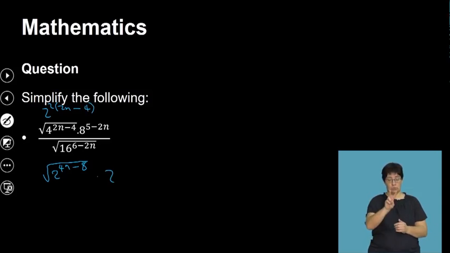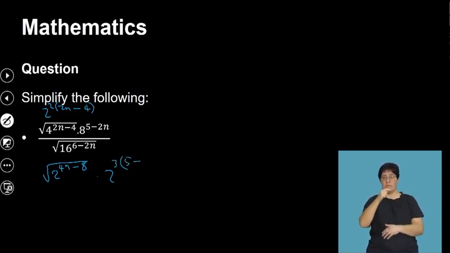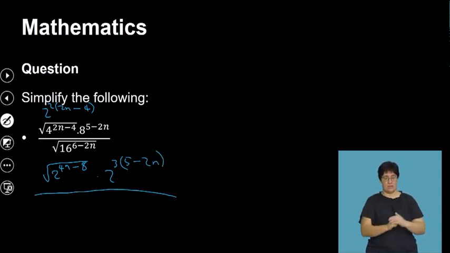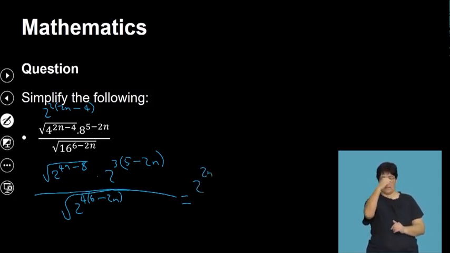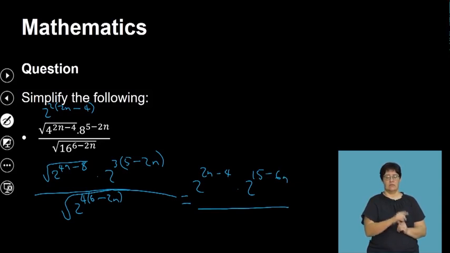Multiplied by 2 to the exponent of 3 into 5 minus 2n. All of this is divided by 2 to the exponent of 4 into the 6 minus 2n. I'm thinking to just write it so that people can actually see where these things come from. And this will therefore become, so here, because I'm going to raise this to the exponent of 1 over 2, it will then give me 2n minus 4 times 2 to the exponent of 15 minus 6n, and then divided by 2 to the exponent of 12 minus 4n.